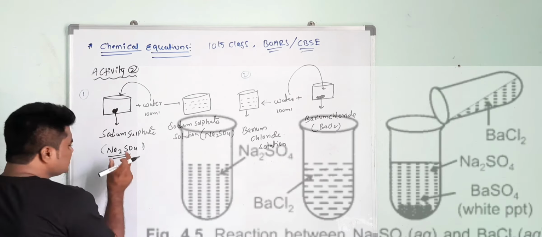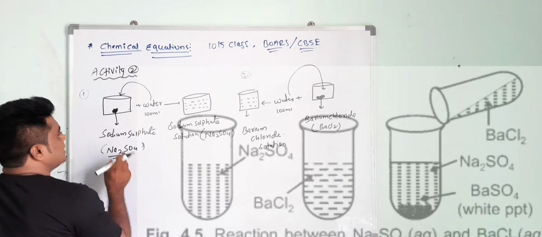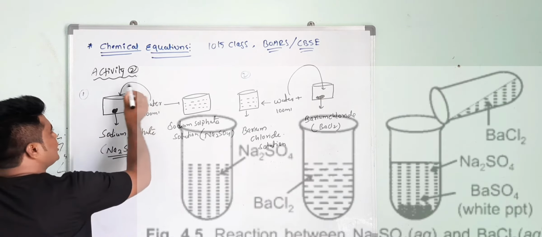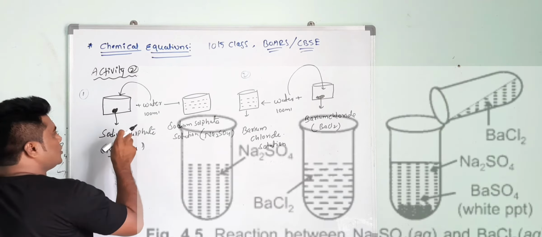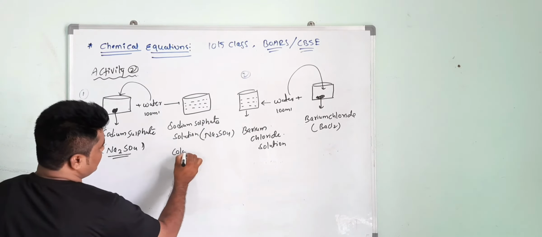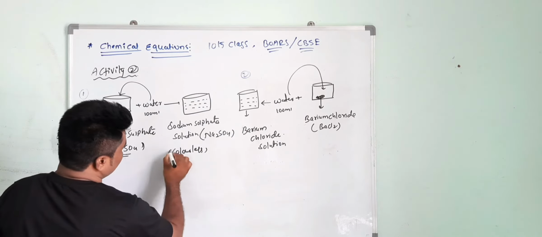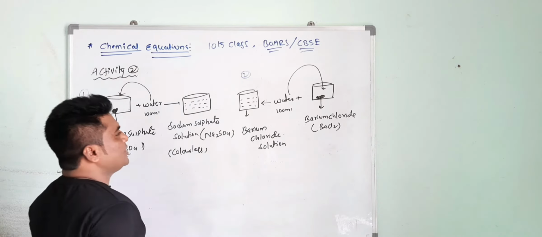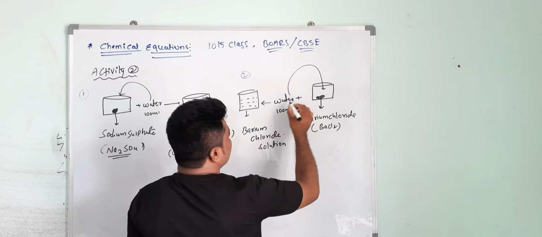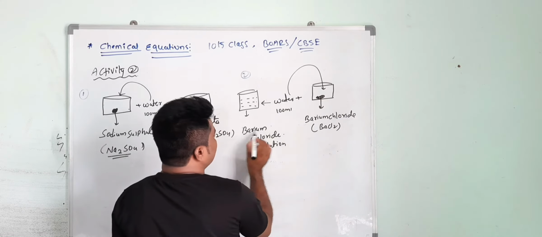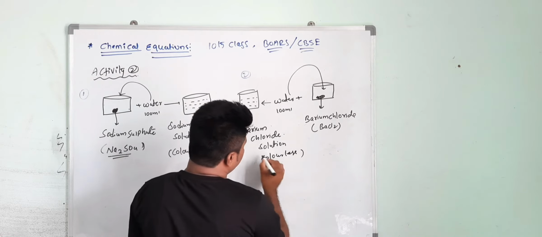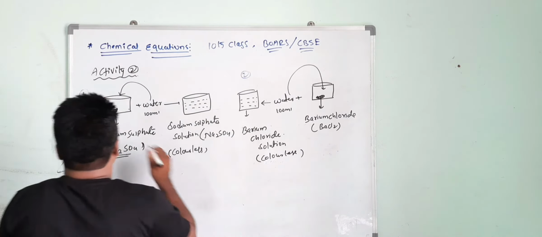So take a few grams of sodium sulfate and dissolve it in 100 ml of water. When you add the water, the sodium sulfate dissolves and you get the sodium sulfate solution. This is colorless. There is no color. In the second beaker, again dissolve barium chloride in 100 ml of water. Then you will get the barium chloride solution. This is also colorless. It means we are taking two beakers.